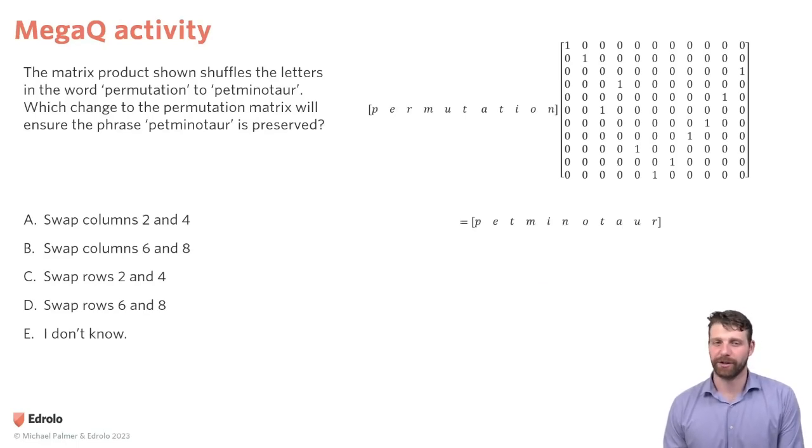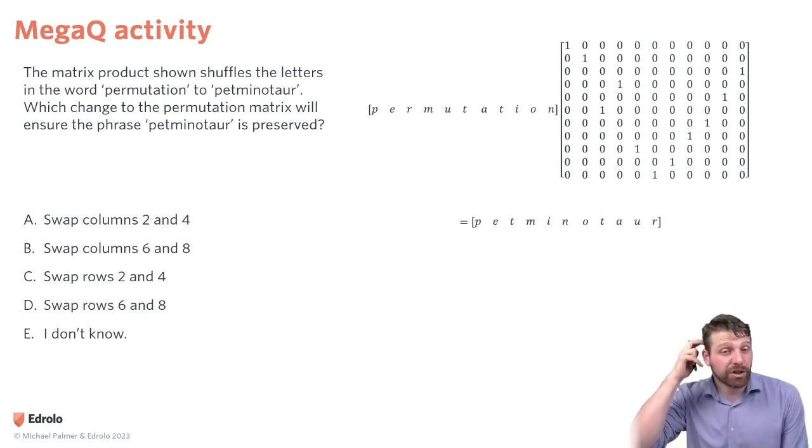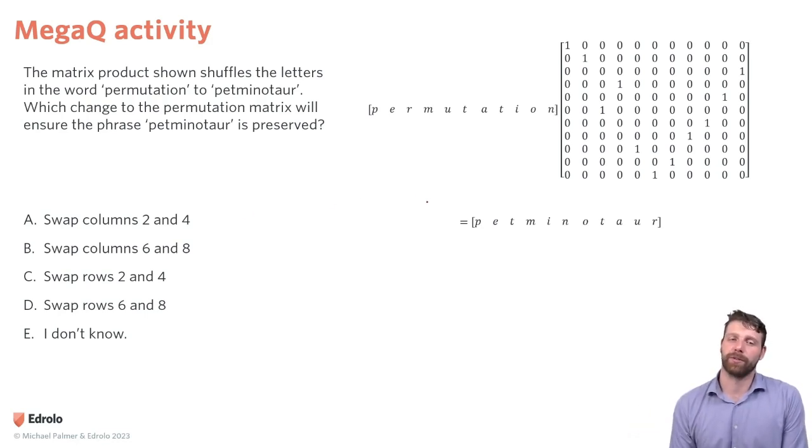Okay, here's our mega question activity. The matrix product shown shuffles the letters in the word permutation to pet minotaur. It's an anagram. Which change to the permutation matrix will ensure the phrase pet minotaur is preserved? So here we've got permutation times this massive 11 by 11 matrix, and it should spit out pet minotaur. Can you make a change so that it still does spit out pet minotaur?